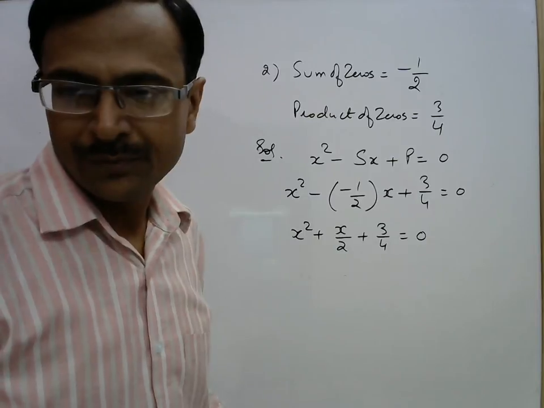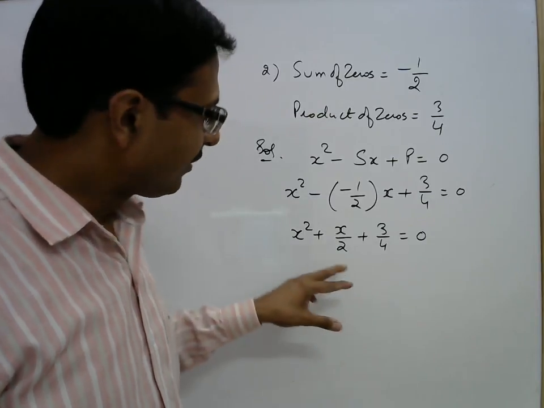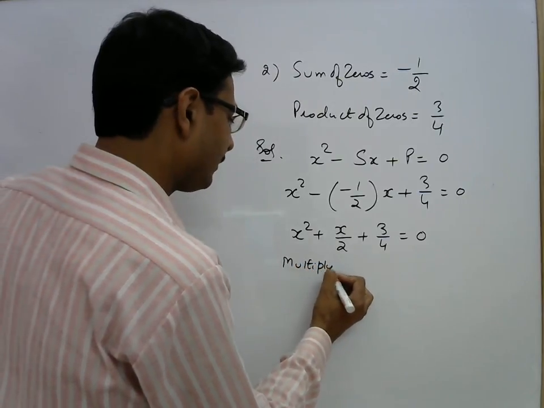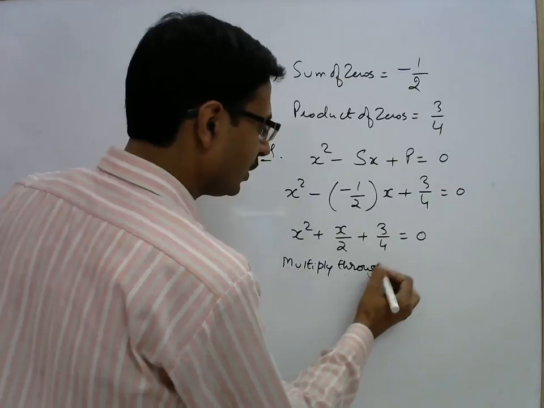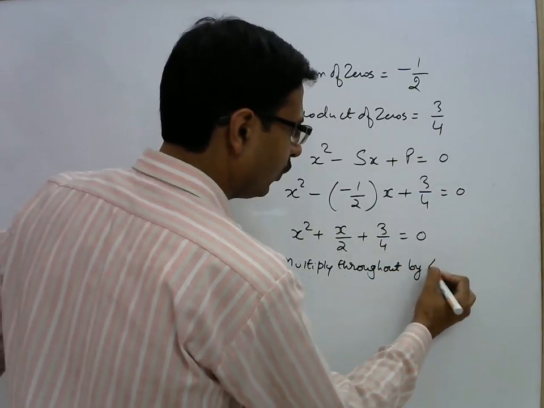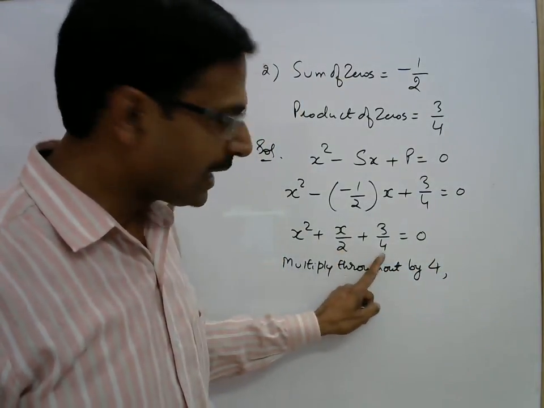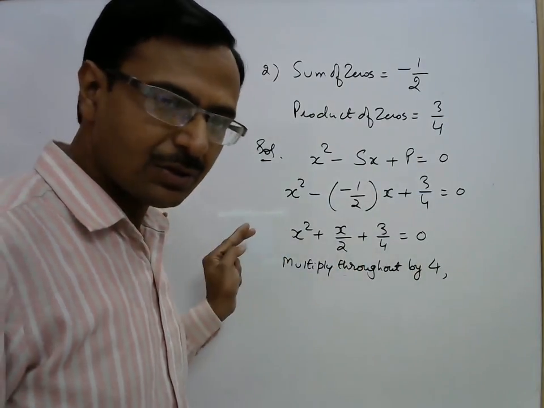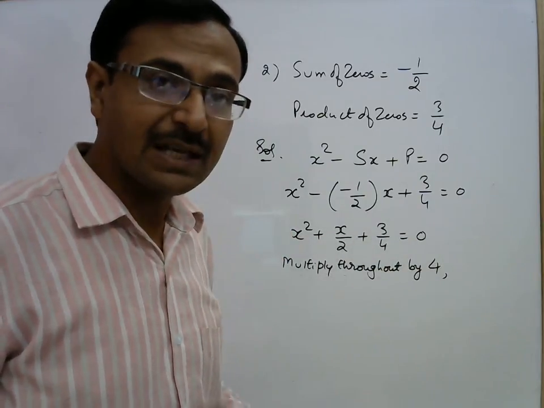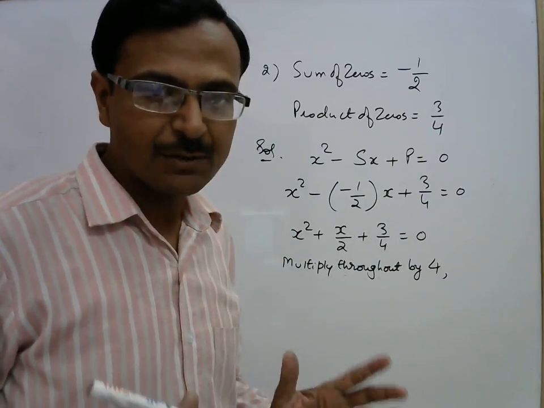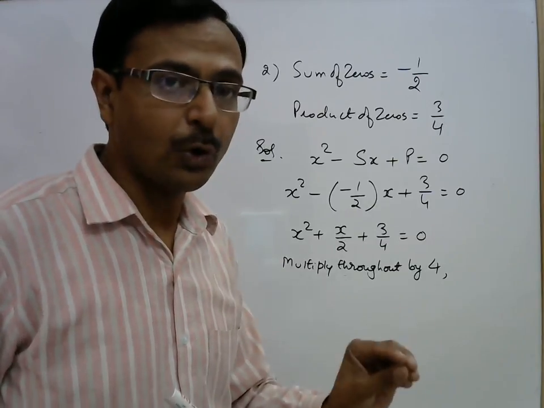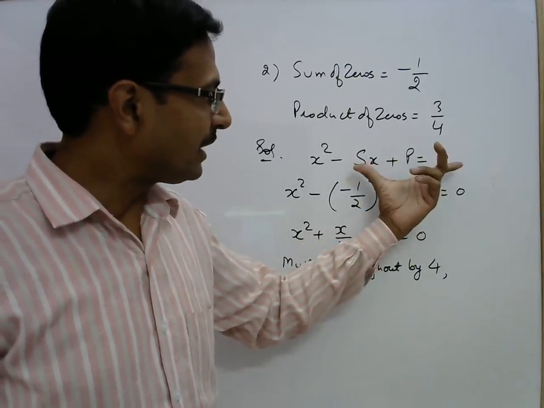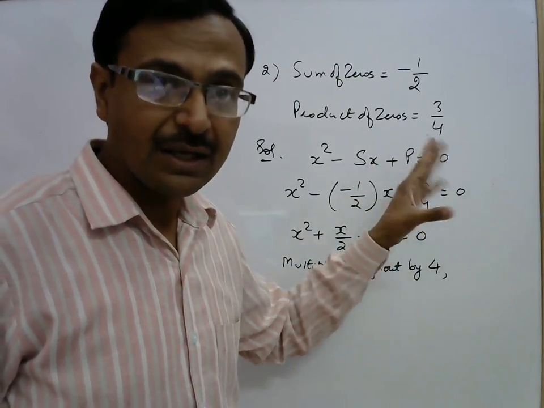It is 4. So now what we do is we multiply throughout by the LCM. So multiply throughout by 4, because for 2 and 4 the LCM is 4. So what we do is we multiply the equation throughout by 4. Now remember, this is an equation, we can multiply throughout. But in case of polynomial, we cannot multiply or divide the polynomial. So that is why we wrote in the beginning the formula as an equation.